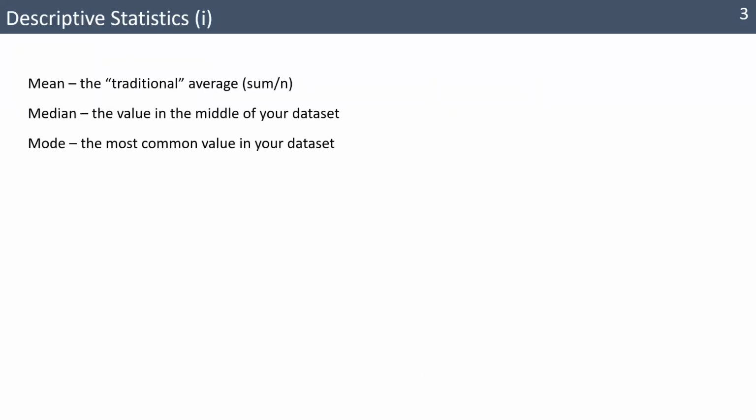So let's go through some descriptive statistics first. These are the traditional averages that we all learn at school. So mean, that traditional average of the sum of all your values divided by how many values you had. Median, so the value in the middle of your ordered data set. And mode, the most common. Now, the mode we don't necessarily think about in the biomedical sciences part of research, but it can be quite useful in some other examples like behavioral ecology.